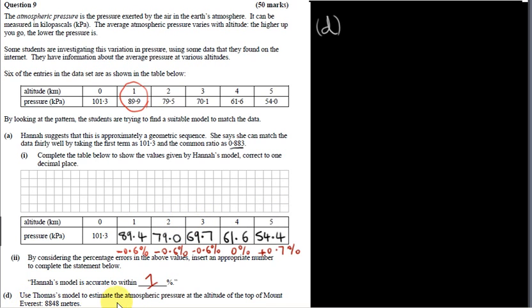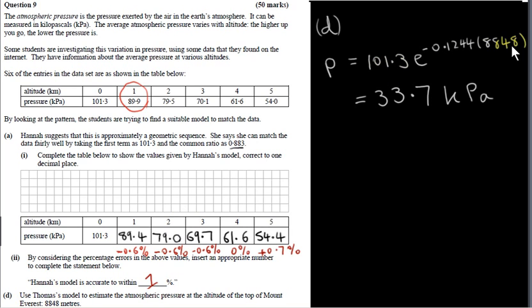Use Thomas's model to estimate the atmospheric pressure at the altitude of the top of Mount Everest, which is 8,848 meters above sea level. So we just plug in 8848 for h. Calculating this to one decimal place, we get 33.7 kilopascals.